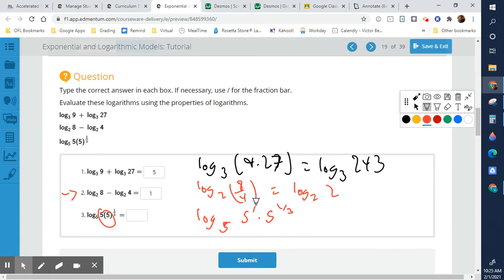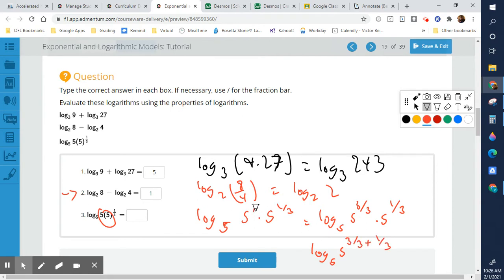Oh, wait. I can just add these two together, kind of. We have to use our idea of fractions here. So I have to say log base 5 of 5 to the 3 over 3 times 5 to the 1 over 3. Okay, cool. So this is log base 5 of 5 to the 4 over 3. And you know what? I skipped a step there. I'm sorry. This is the same thing as 3 over 3 plus 1 over 3.